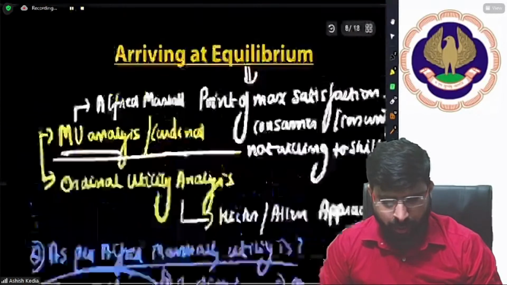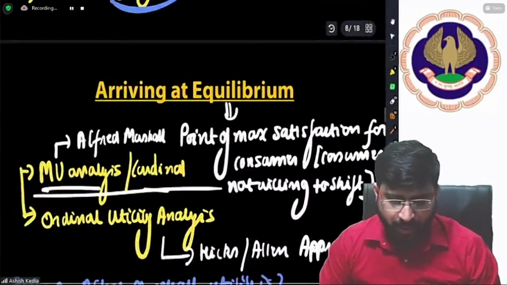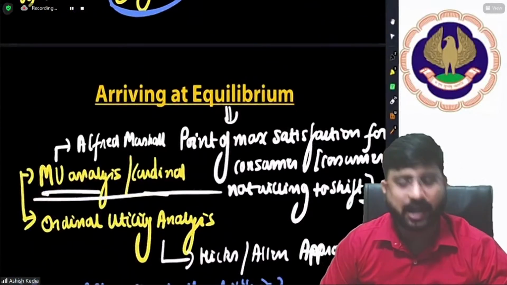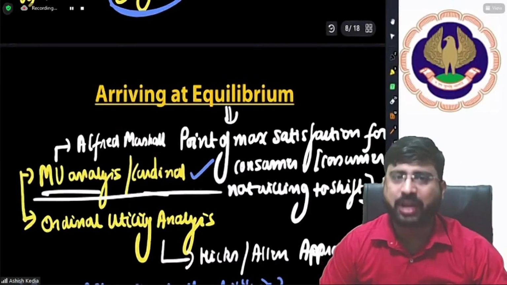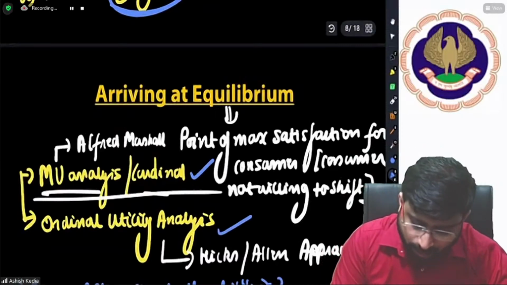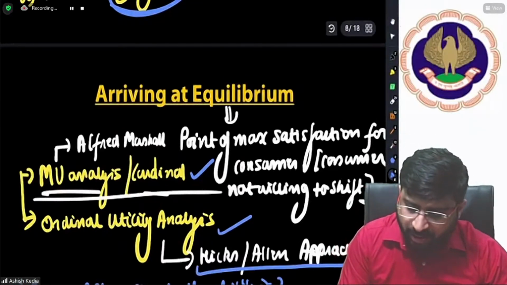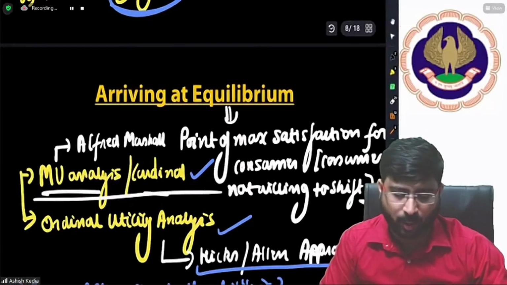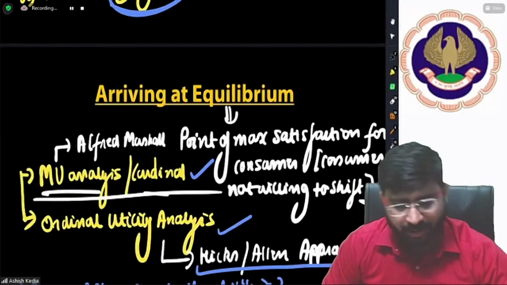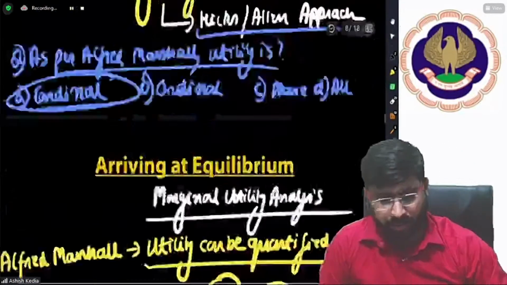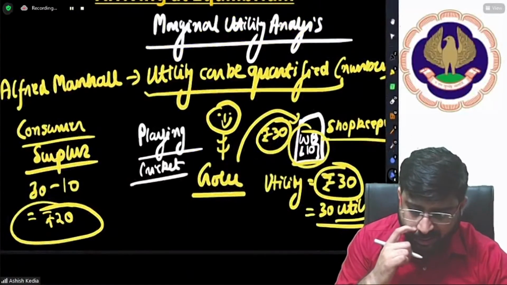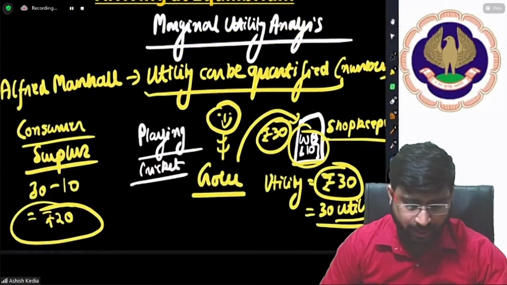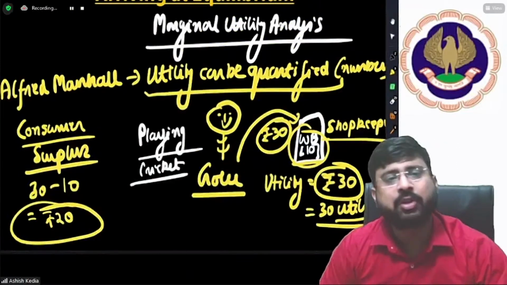Now, as I told you guys, to arrive at consumer equilibrium, there are two ways. Number one is the cardinal approach that we are doing today. Then there will be the ordinal approach, which is the Hicks and Allen approach, the Hicksian analysis. The MU analysis is given by Alfred Marshall. Here, Alfred Marshall says utility can be quantified.